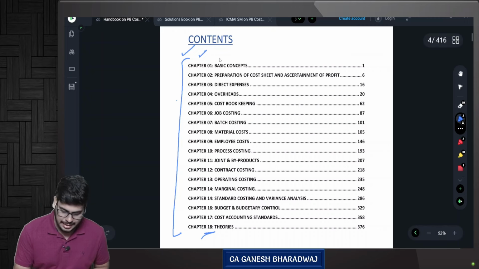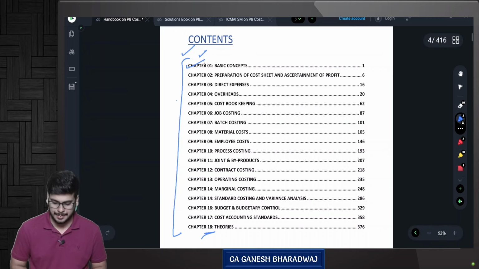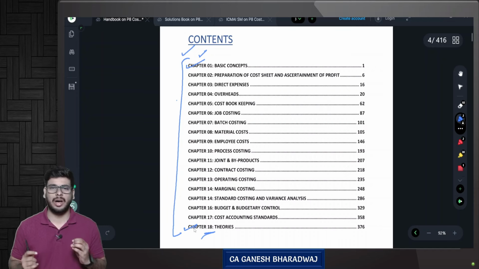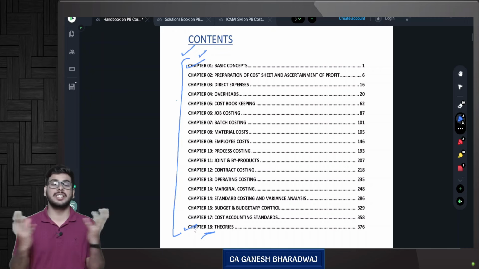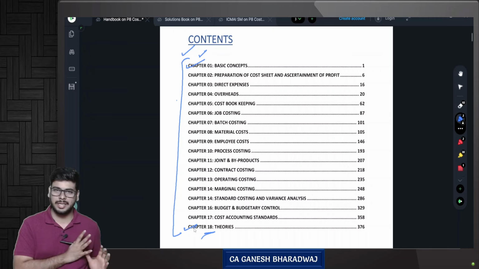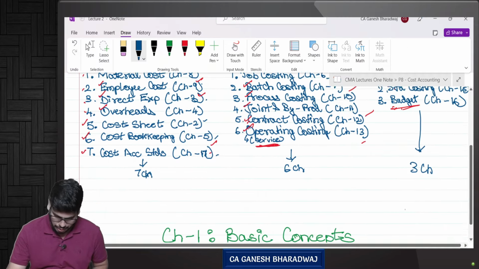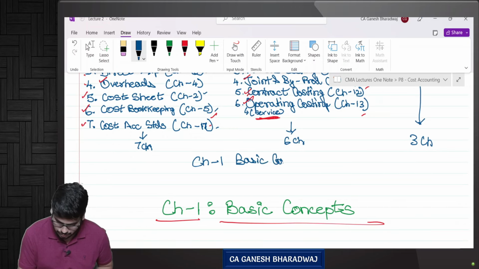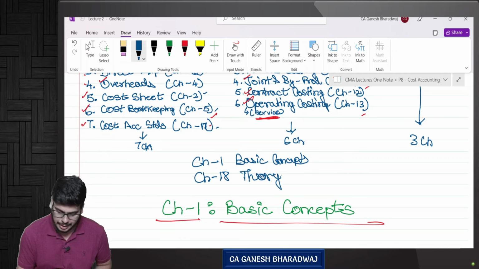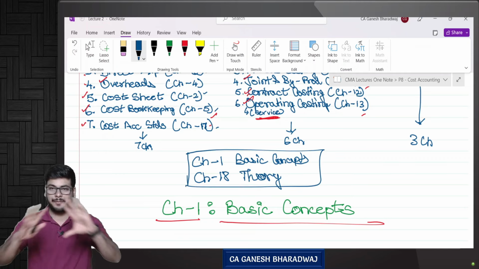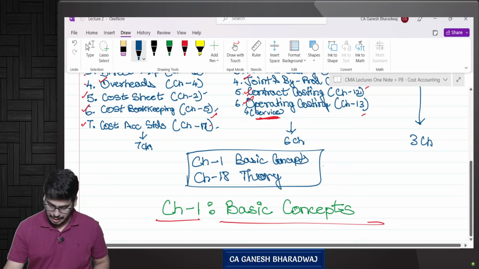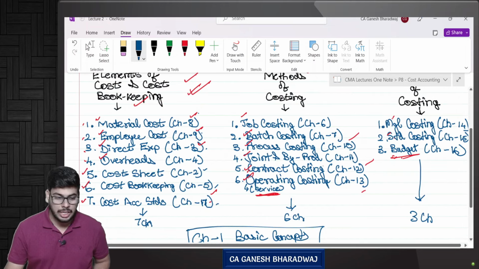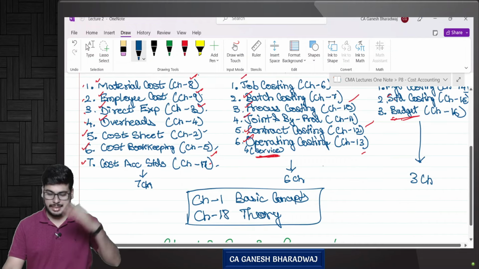No, nothing like that. Basically, there is a chapter called basic concepts and a chapter called theory. These two alone I am not classifying anywhere because these are some generic concepts. So I am just taking these two away. Let me put it here: chapter 1, basic concepts, and chapter 18, theory. These two chapters are apart from whatever has been classified above. So please have that in your mind. Don't think that some chapters are missing. It is the 16 chapters covered above plus these two chapters, the first and the last chapter.